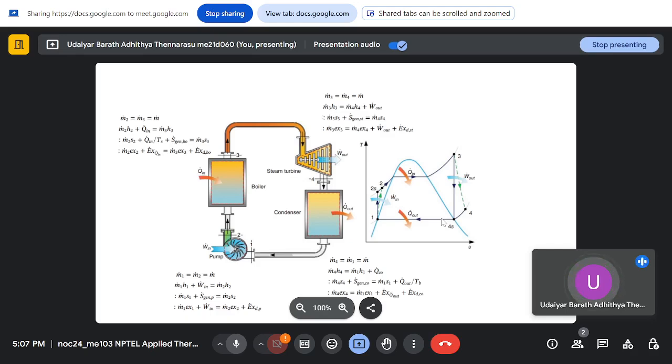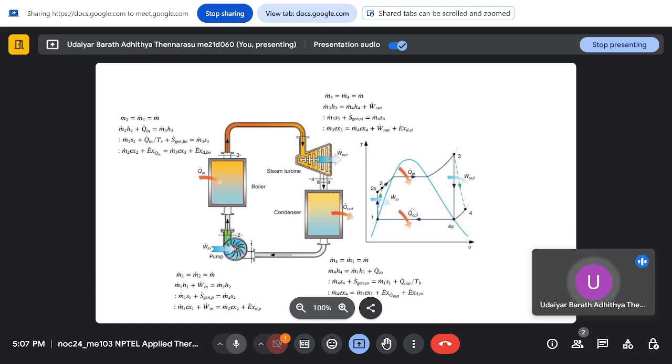So your total work done is smaller in the case of a pump, because your specific volume of liquid is very small. Then you send it to a boiler, and then we are pushing these two isentropic processes outside the two-phase region. So basically this is how the cycle will look, and this is called a Rankine cycle.